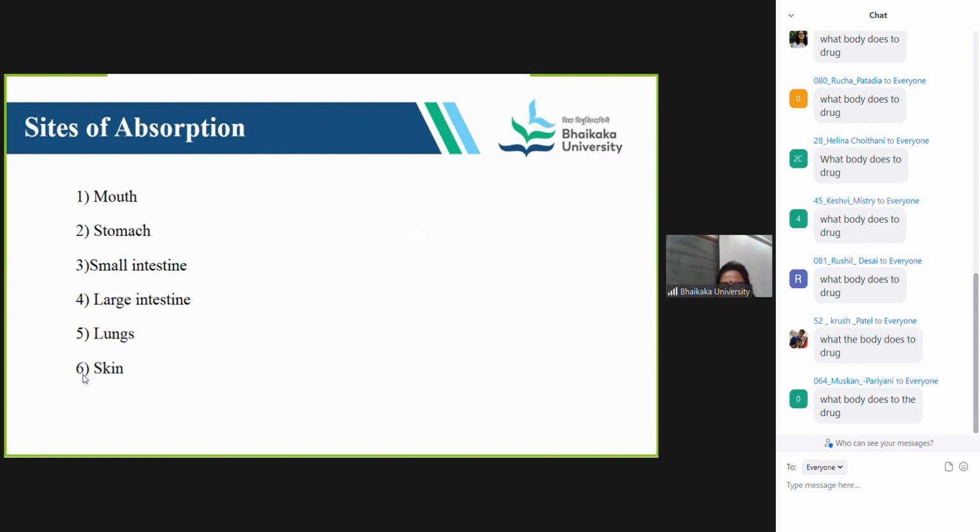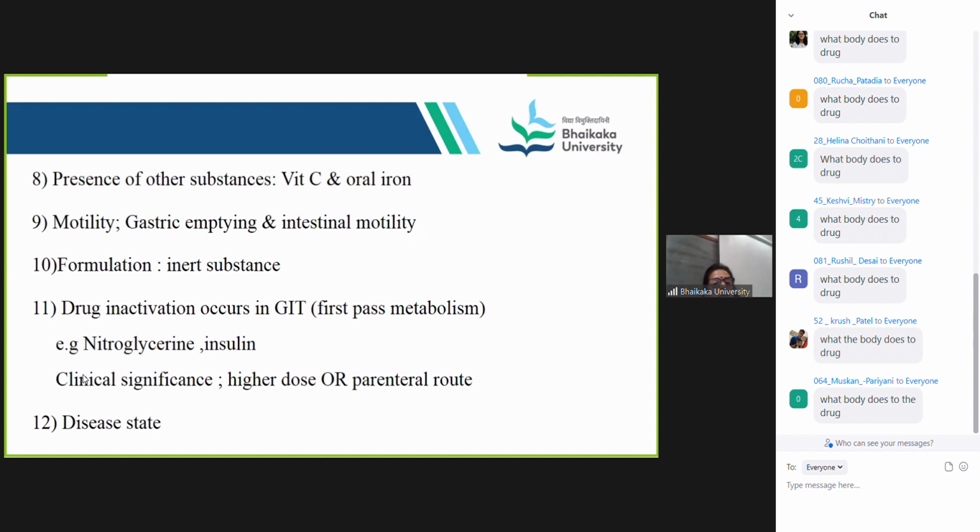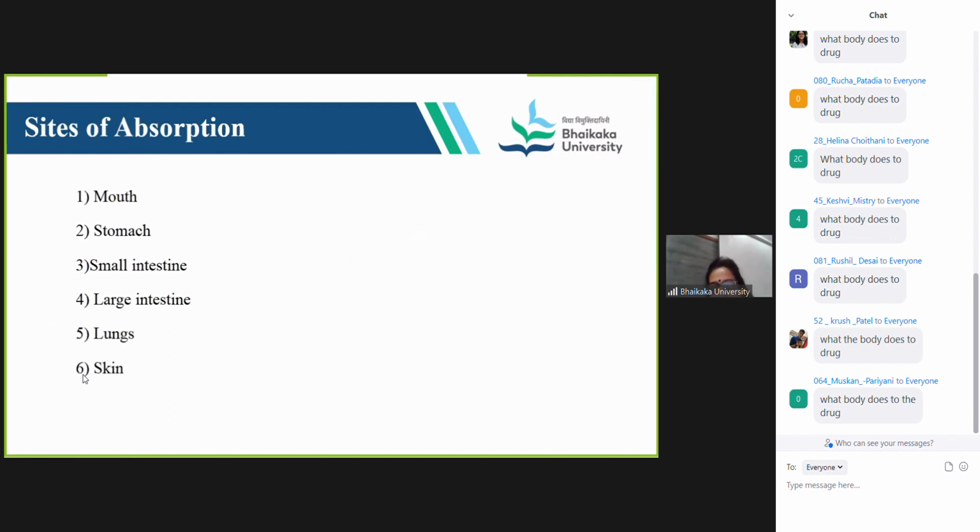So you can see here that there are 12 or 13 factors which affect absorption. You can divide them as per pharmaceutical, drug factors or biological. Here I have described the pharmaceutical ones, drug factors would be pH and concentration, and biological you can say vascularity, first pass metabolism and disease state. So these are the factors affecting absorption. You all have to remember, we ask you sometimes in long answer questions, maybe in short ones.